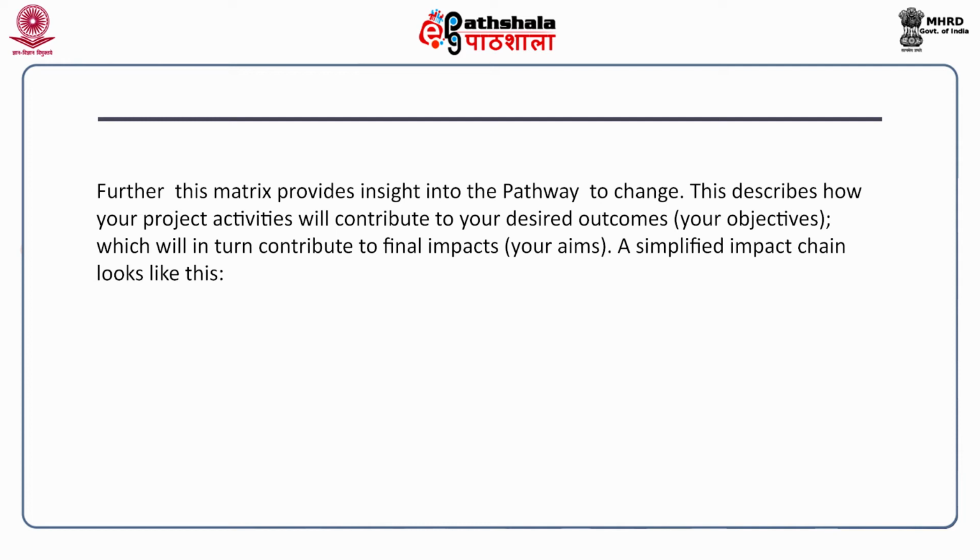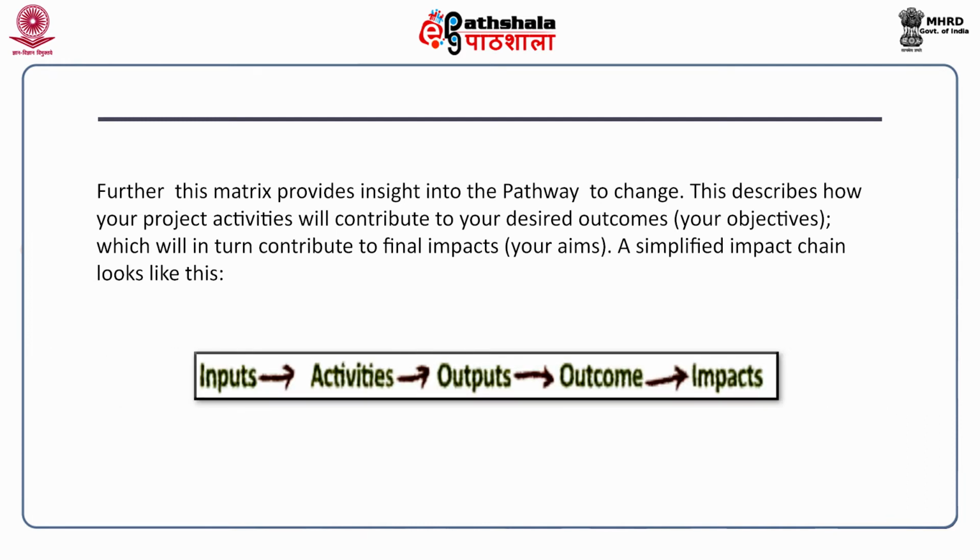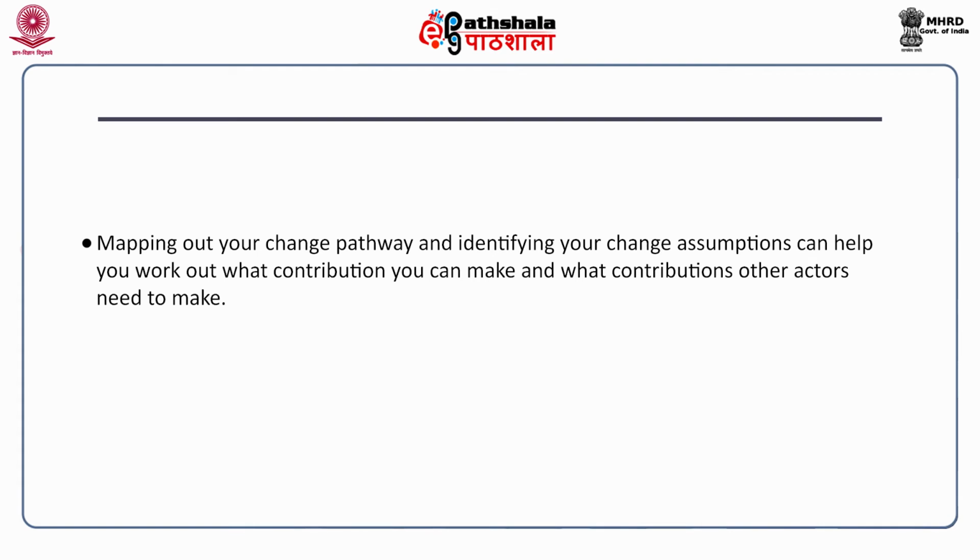This describes how your project activities will contribute to your desired outcomes and hence to your objectives, which will in turn contribute to your final impacts or your aims. In a very simplified manner, this chain looks like given here in this visual. Input leads to activity, activity leads to output, output leads to outcome and outcome leads to impact. Mapping out your change pathway and identifying your change assumptions can help you work out what contribution you can make and what contribution other actors need to make.